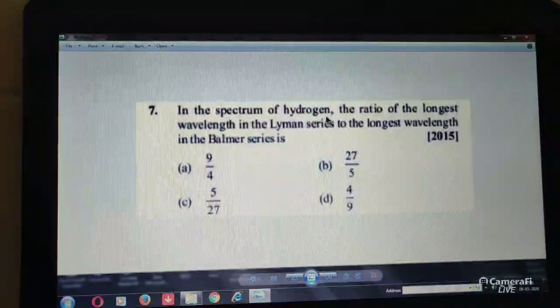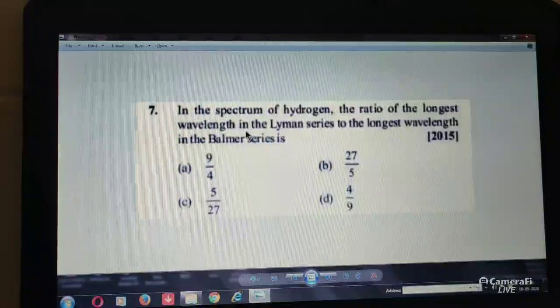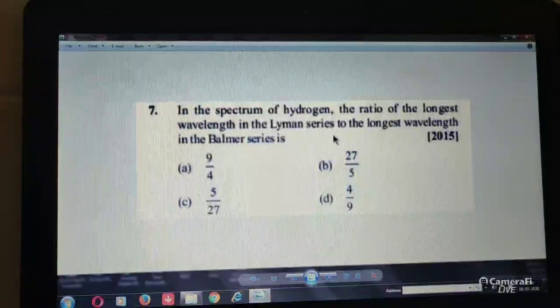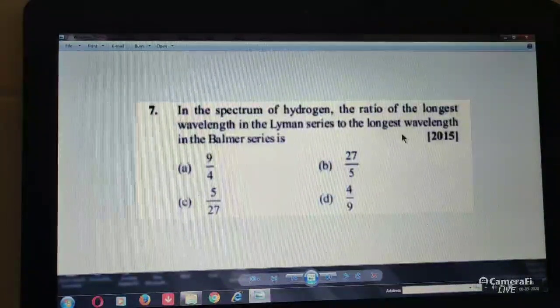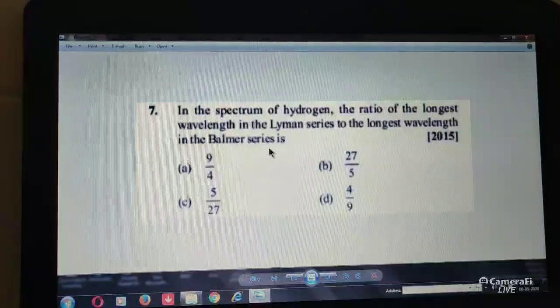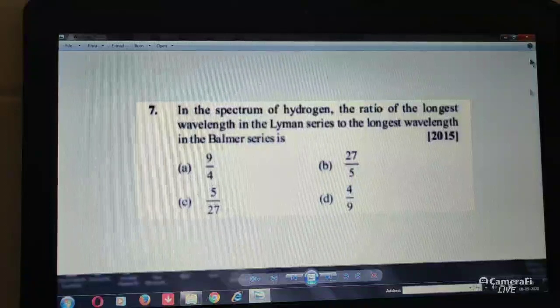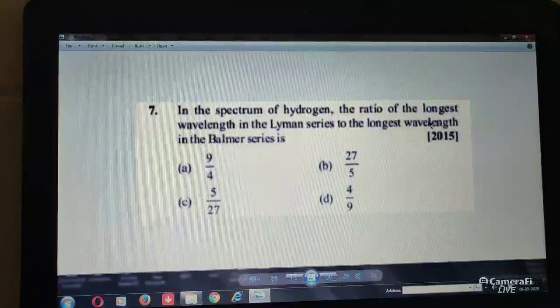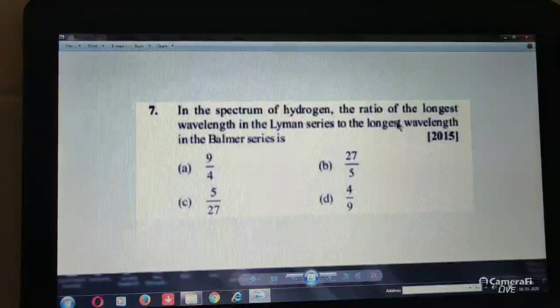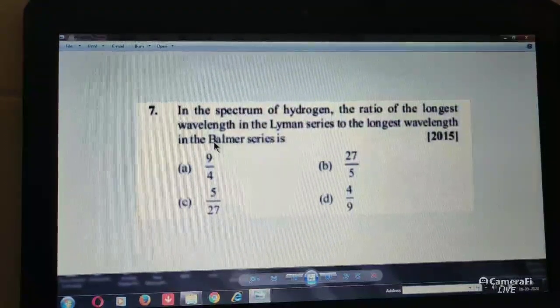In the spectrum of hydrogen, what is the ratio of the longest wavelength in the Lyman series to the longest wavelength in the Balmer series? Listen students, you must focus on the longest wavelength.